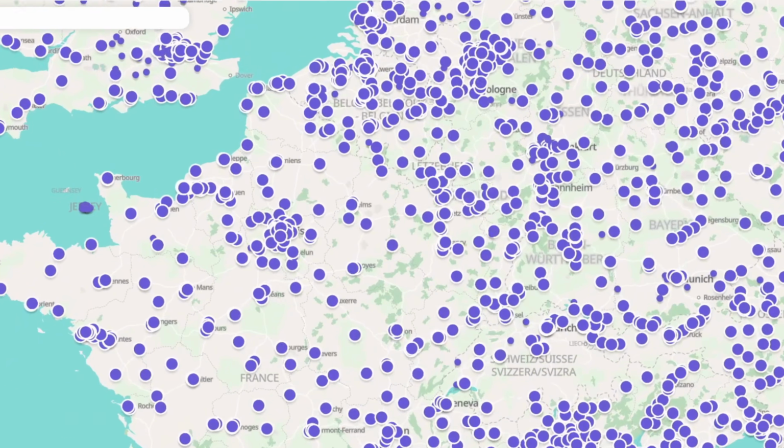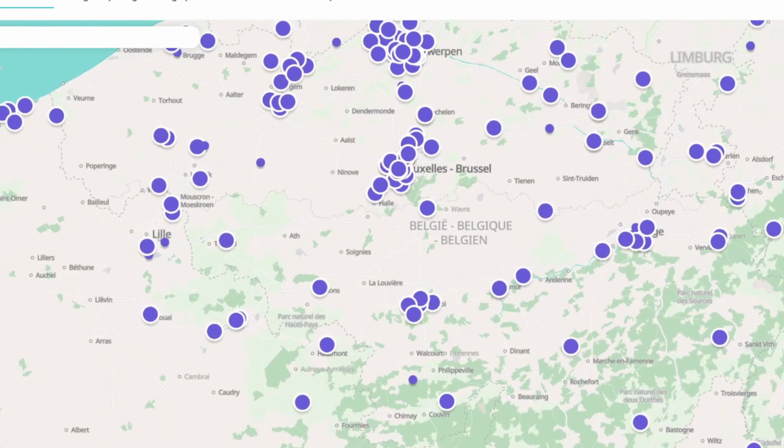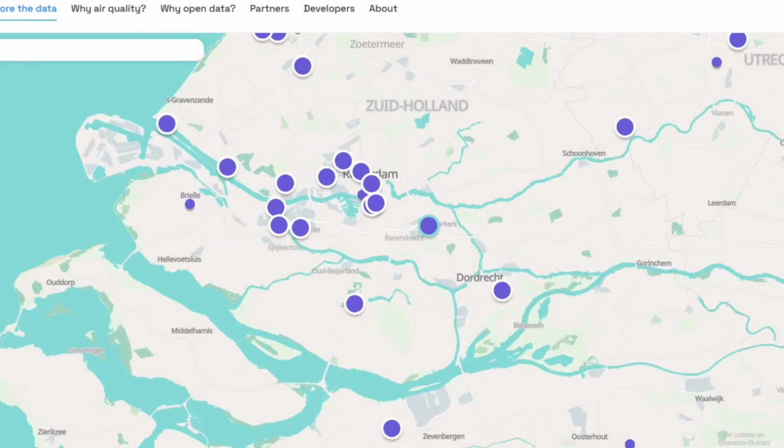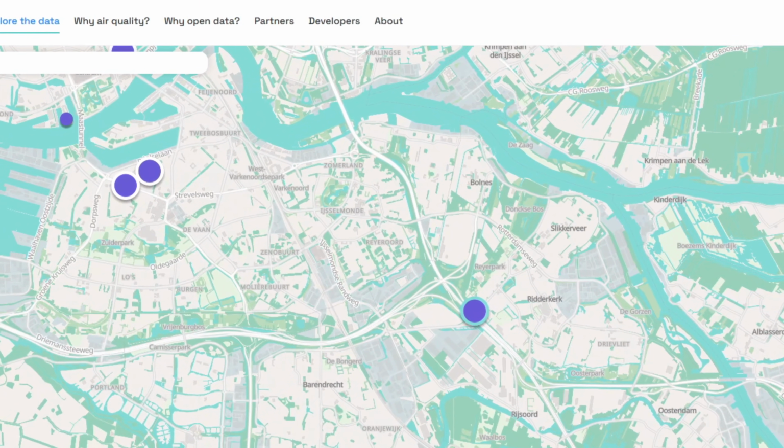First of all, where are the most polluted areas? Second, what is causing them? And third, how does air quality vary by time of day, week, or even season? And this is how you could do this project in R.